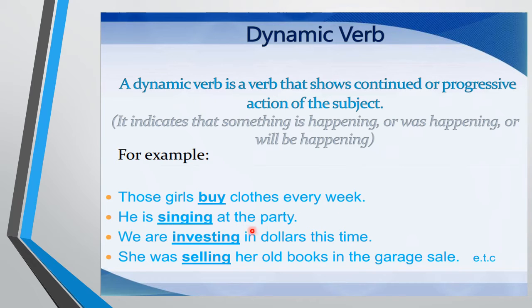He is singing at the party. Singing again shows that something is happening. We are investing in dollars this time. Investing is again a dynamic verb as it shows that there is a progress. She was selling her old books in the garage sale. So here selling shows it is a dynamic verb because there is a continued or progressive action.